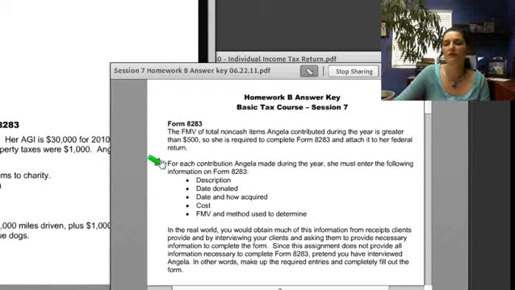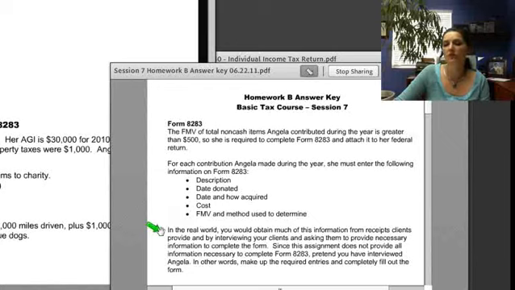On that form, she needs to provide a description of the items she gave away, the date they were donated, the date and how they were acquired, her cost in each item, and the fair market value of the item when she donated it, as well as the method used to determine the fair market value.